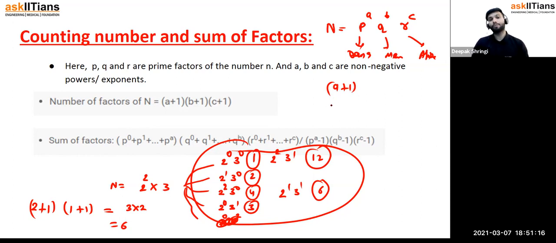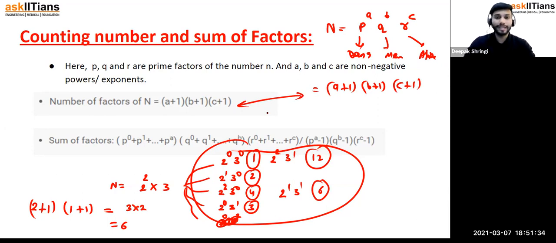You said that to pick n identical things, we have n plus 1 ways, right? Here you have a banana, so you have a plus 1 ways for bananas. For mango, you have b plus 1 ways, and for apples, you have c plus 1 ways. And this will give me what? This will give me the number of divisors or number of factors of n. So to get the number of factors of n, you will write a plus 1 into b plus 1 into c plus 1.